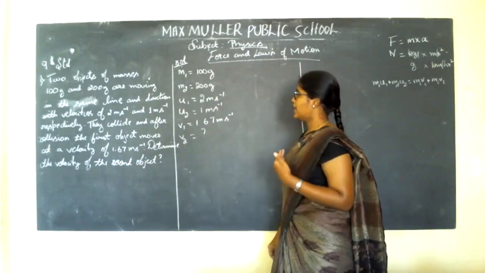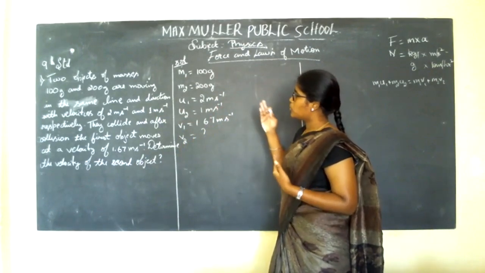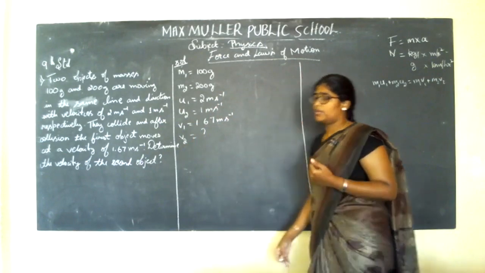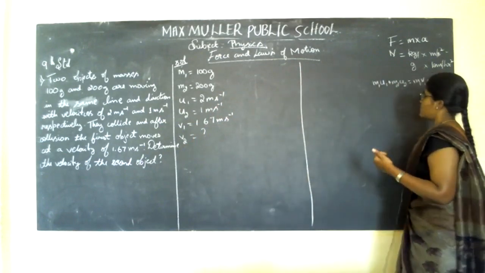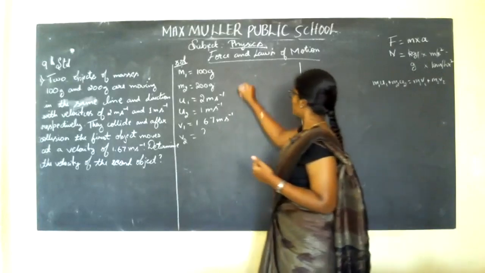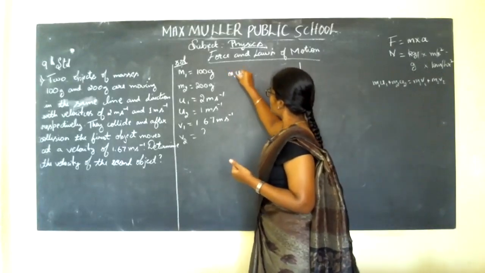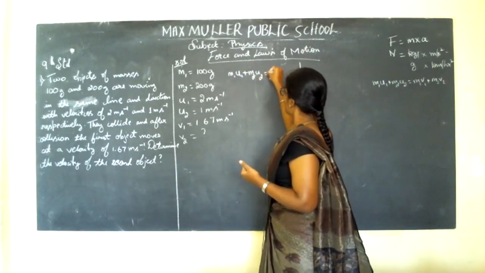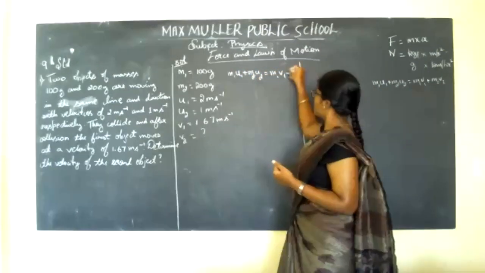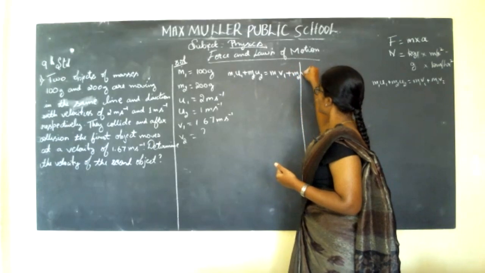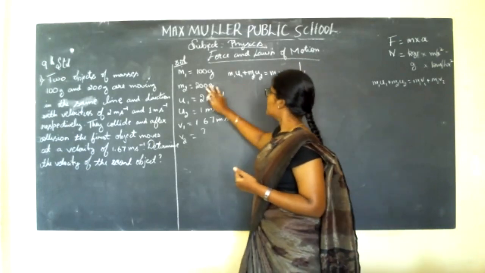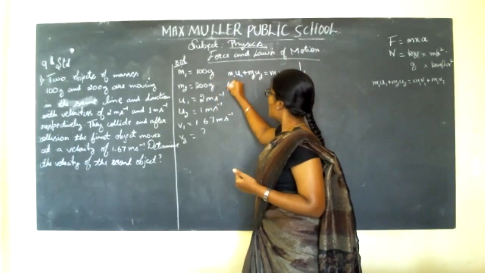Correct? Now you have m1, m2, u1, u2, v1, v2. What is the formula you should remember now? You should remember the conservation of momentum formula, that is m1 u1 plus m2 u2 is equal to m1 v1 plus m2 v2. You should say along with me, then only you will come to know the formula. Then what is m1? 100.